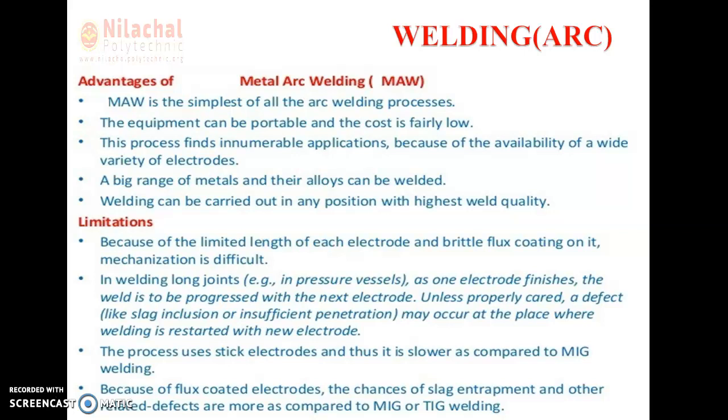Last one: because of the flux coated electrode, the chances of slag, entrapment and other related defects are higher compared to MIG and TIG welding. Because we are using fluxes, these non-metal materials can stick to the workpiece or the welding area, and in some cases they can harm the weld.